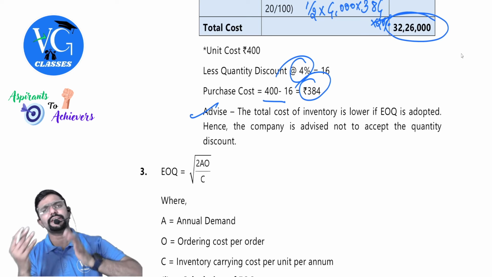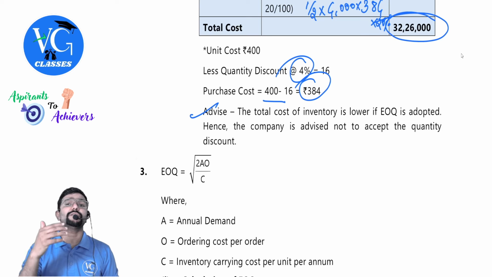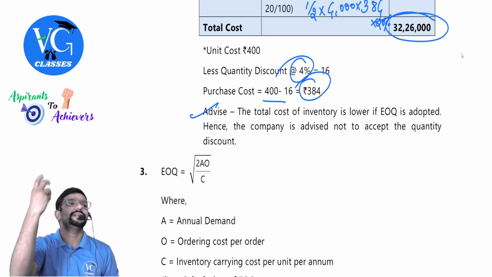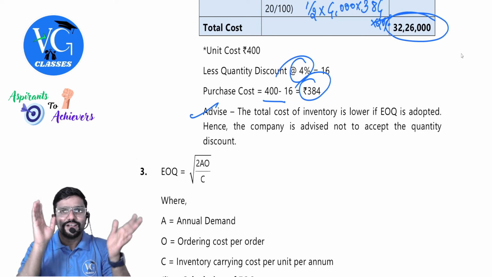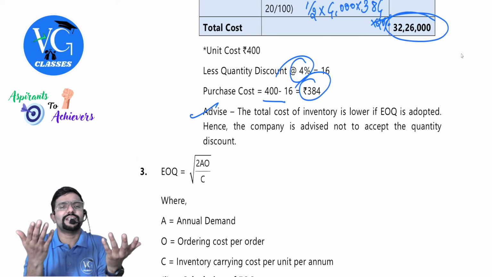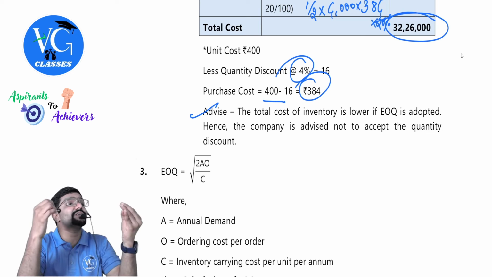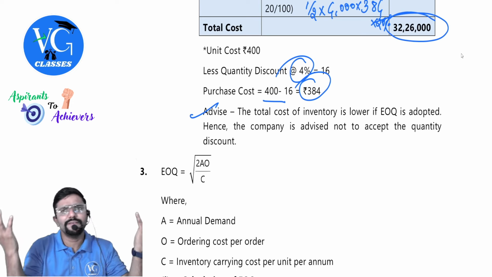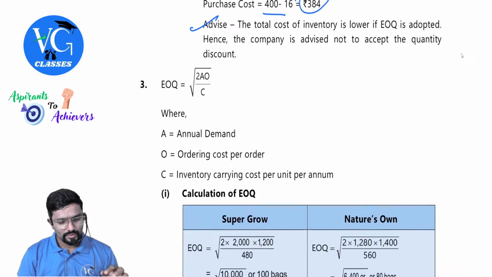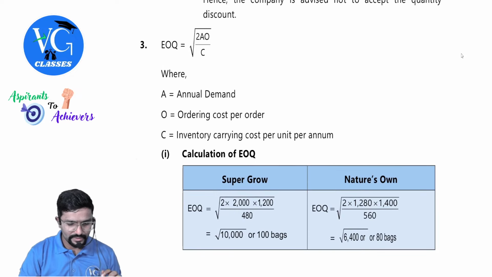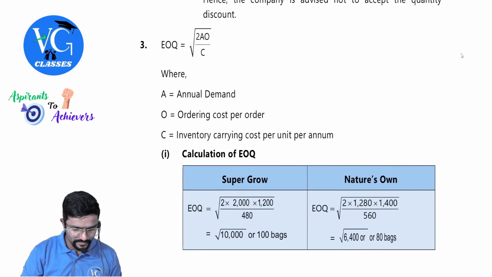Or else you can write it another way: as the discount offer will lead to an additional cost of 10,000. If you follow EOQ, you will save 10,000. Why are you not accepting the discount? Because it will lead to an additional cost of 10,000. Either way you can write, both mean the same. Let us go back to the question. Two questions we have done.